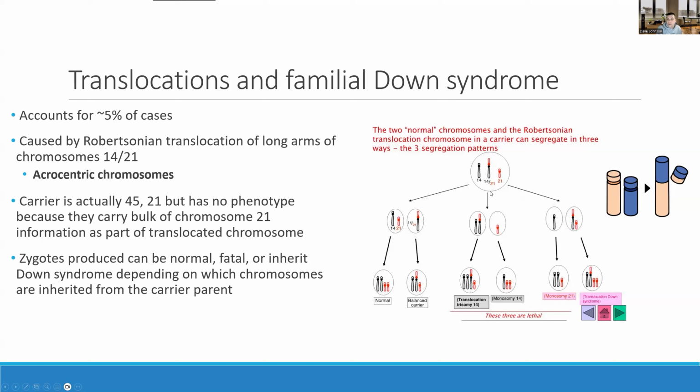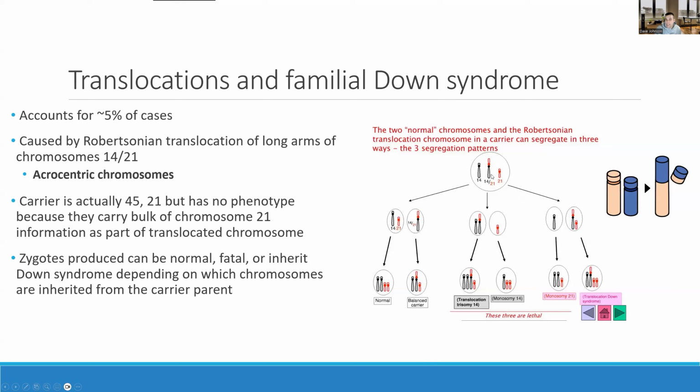Or you could get this mishmash of 14 and 21 going one way. Again, this is the opposite of this. If good 14 and good 21 go one way, then it's this combined Robertsonian chromosome that goes. Again, balanced carrier. When this fuses with the normal gamete from the other parent, normal 14, normal 21, as far as the body's concerned, I've got all the information from 14 and 21. We're fine. Again, this will be a balanced carrier. It will carry that chromosome, and that could show up in the next generation, familial. But this individual's fine.